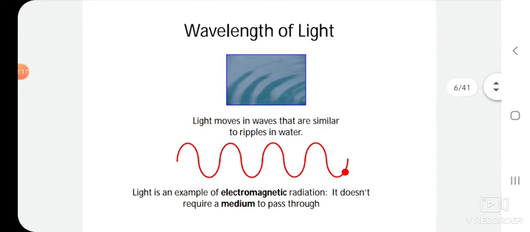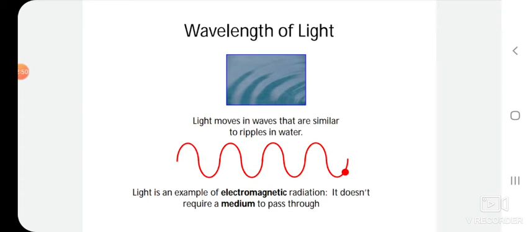Now the next concept is the wavelength of light. In this case light moves in waves that are similar to ripples in water. Light is an example of electromagnetic radiation. It does not require a medium to pass because light waves, or electromagnetic waves, are transverse waves.